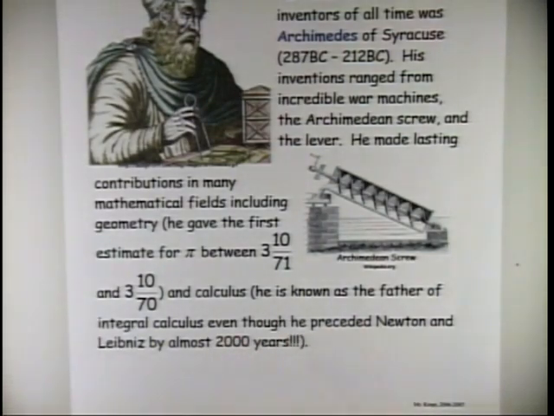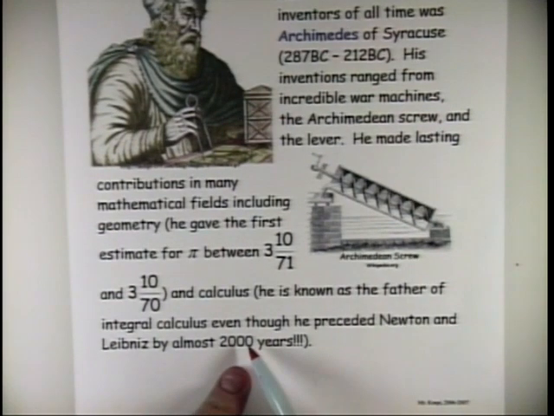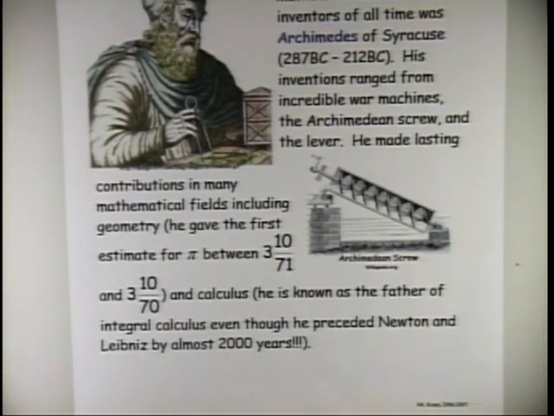He is also incidentally known as the father of integral calculus. And he preceded Newton and Leibniz, who get the credit for basically inventing or discovering calculus, but he did it 2,000 years before they were around. Okay, and I'm going to be talking a little bit about what the integral calculus involves, but we're going to stick to primarily geometry. So why did I bring Archimedes up?